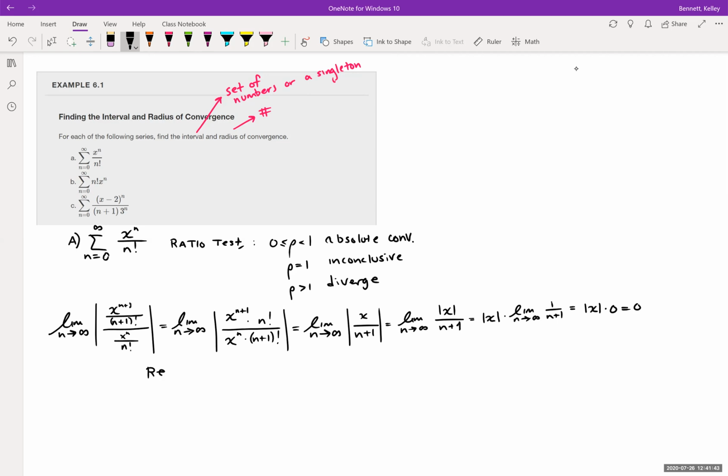So regardless of x, rho equals 0, right? So there's no x value I can put into this ratio that's going to make the limit not be 0, which means x can be anything it wants. So x can be anything, and the mathematical way of expressing that is that our radius of convergence is infinity, and our interval of convergence is negative infinity to positive infinity.